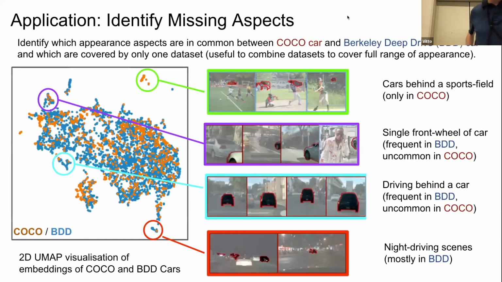And you can even find missing aspects. For instance, between COCO car and BDD car, we projected them all into an appearance space, clustered, and then analyzed the clusters, and we found that there are some aspects of the notion of car, although they both mean car, there are some appearance aspects of car that appear only in COCO or only in BDD, and sometimes aspects that are shared. For example, this cluster here shows cars behind a sports field that only appear in COCO, while the single front wheel view of a car appears nearly always only in BDD, which is a driving data set. And night driving scenes also appear only in BDD. And these cars parked behind a sports field makes sense to appear in COCO, but not in BDD, because when you're driving, you don't see such a scene. You're not driving in front of a sports field.